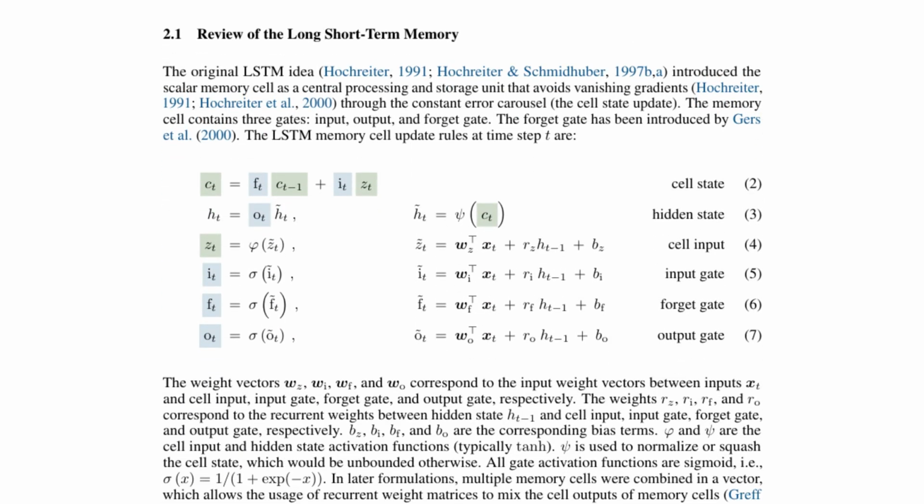2.1. Review of the long short-term memory. The original LSTM idea, Hochreiter 1991, Hochreiter and Schmidhuber 1997, introduced the scalar memory cell as a central processing and storage unit that avoids vanishing gradients, Hochreiter 1991, Hochreiter et al. 2000, through the constant error carousel, the cell state update. The memory cell contains three gates: input, output, and forget gate. The forget gate has been introduced by Gers et al. 2000. The LSTM memory cell update rules at time step t are: cell state 2, hidden state 3, cell input 4, input gate 5, forget gate 6, output gate 7.